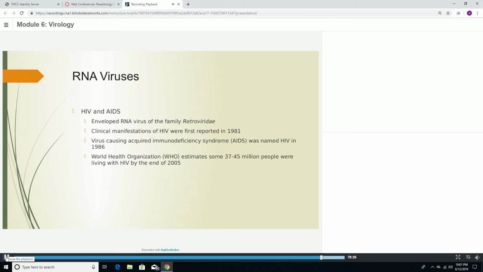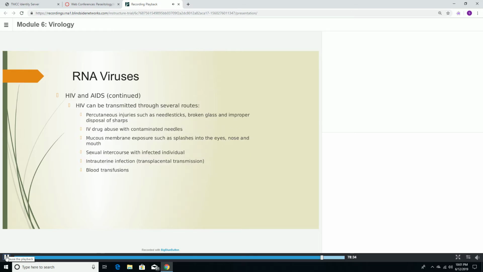The World Health Organization estimates some 37 to 45 million were infected with AIDS or HIV by the end of 2005. HIV can be transmitted through several routes: percutaneous injuries such as needle sticks, broken glass, and improper disposal of sharps; IV drug abuse with contaminated needles; and mucous membrane exposure, such as splashes into the eyes, nose, and mouth.